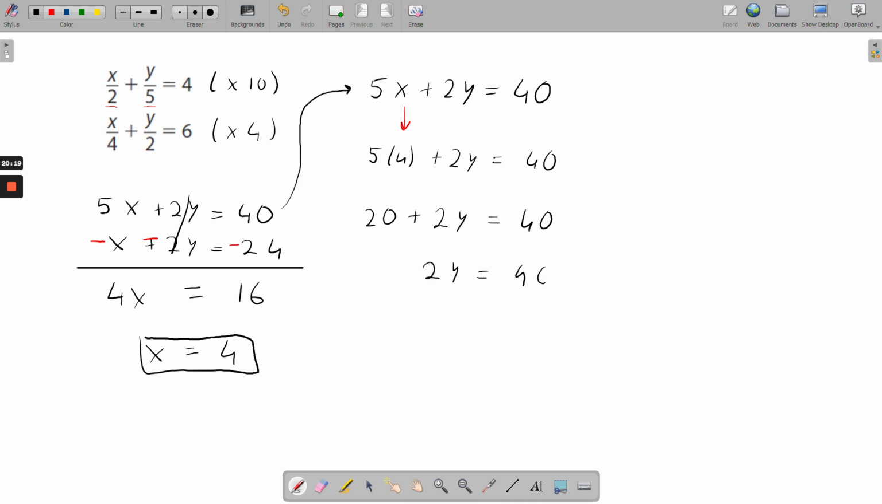2y is equal to 40 minus 20, because we're bringing this 20 over here, and just remember that we should be changing the sign of that. So you get 2y is equal to 20, divide both sides, and we'll get y is equal to 10.